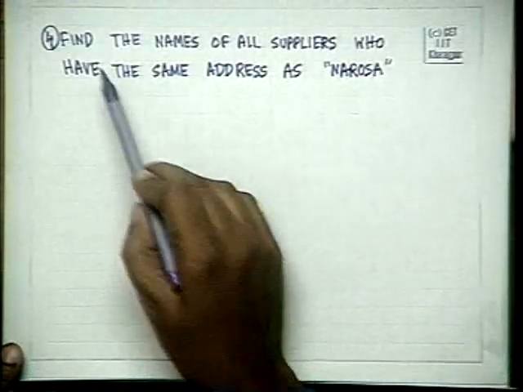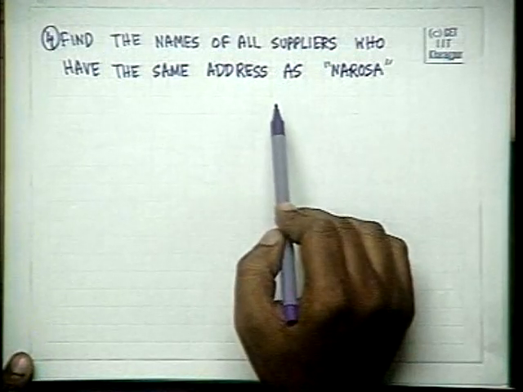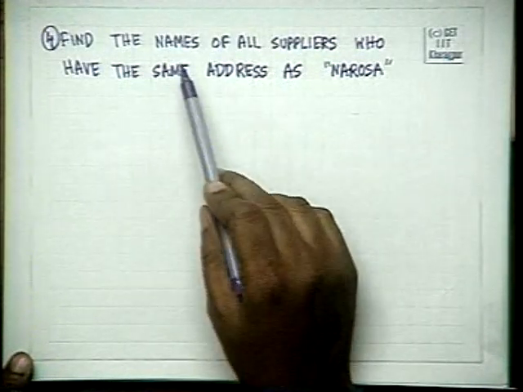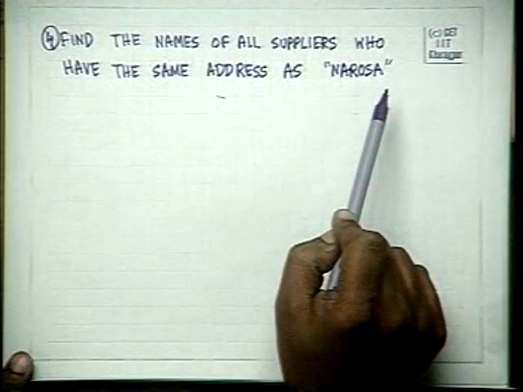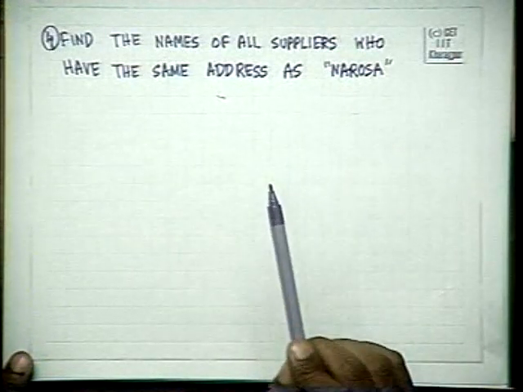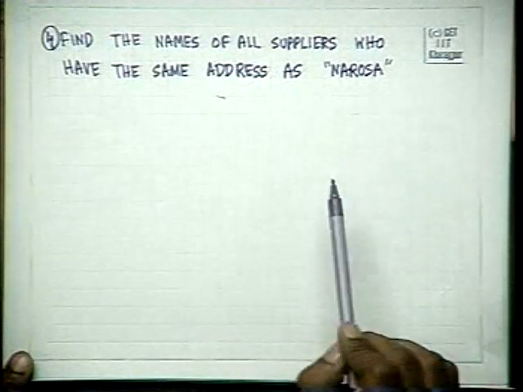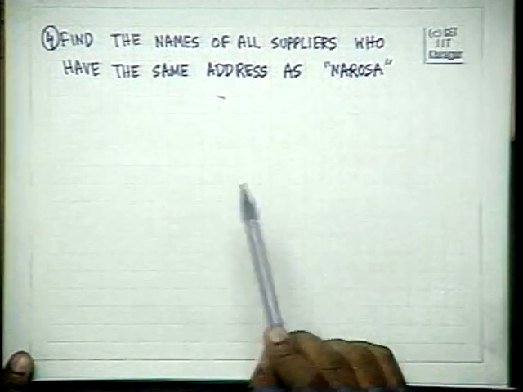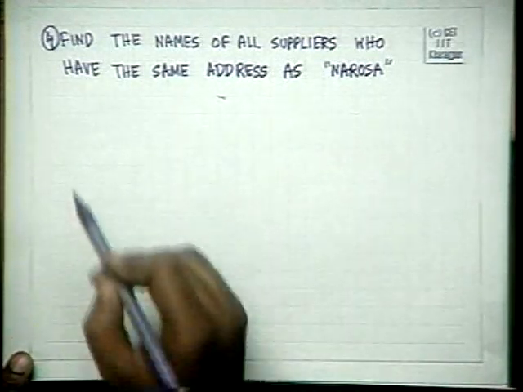This is a simple query. This is a query corresponding to using the same relation, that is, do a natural join on the same relation, and we required a rename. You remember? We require to find the name of all suppliers who have the same address as Narosa. We require to do a Cartesian product of supplier with supplier, that is name and address, supplier with supplier, rename one of them and then do a select out of that Cartesian product. That is why I have chosen this particular example.